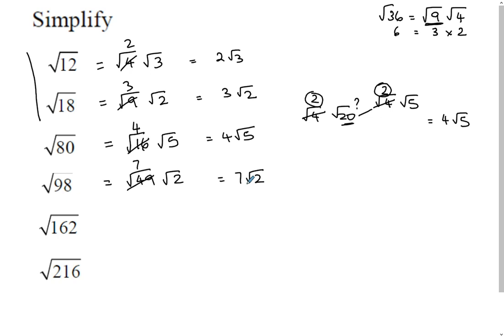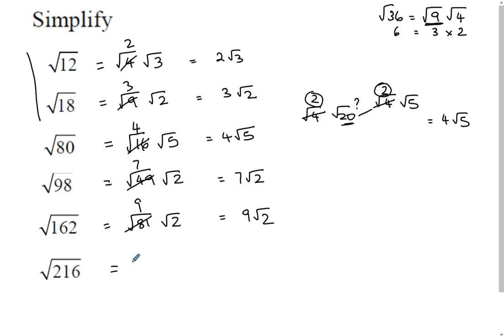Okay, again here, we'll try dividing it by 2. So we've got 81 times 2. So surd 81 simplifies to 9. So you've got 9 surd 2.